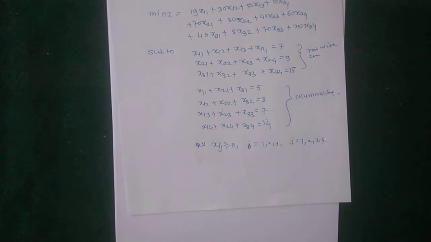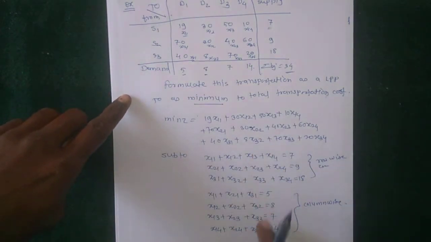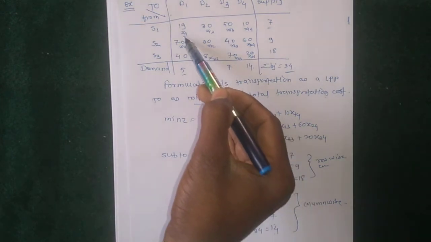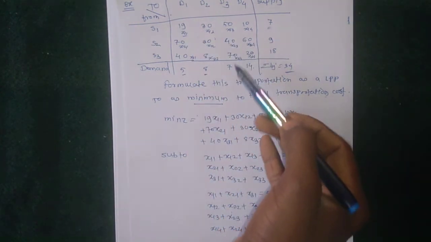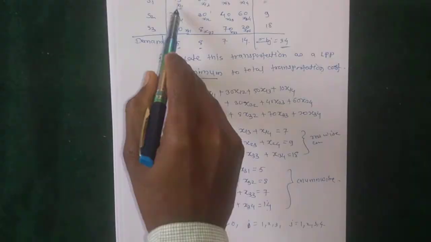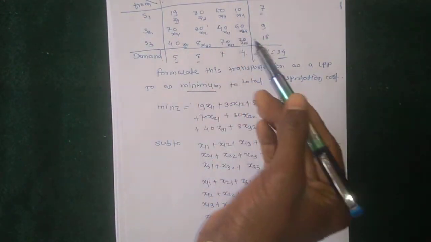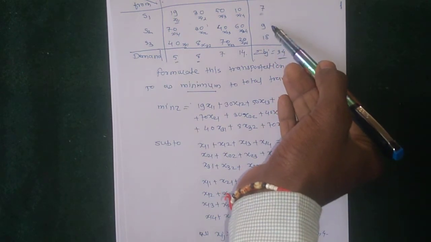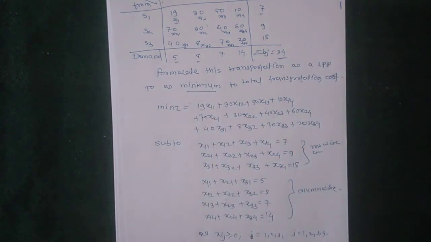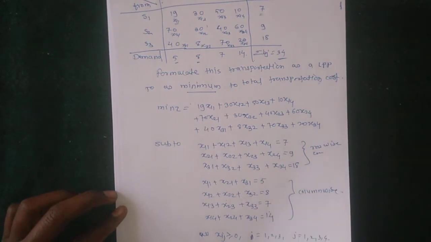If we are given any transportation problem, we formulate the LPP in this way. Take the cost values in the objective function with variables x11, x12 and so on. In the constraints, the coefficient of the variables is only 1, and the RHS is the supply and demand values, 7, 9, 18 and so on.